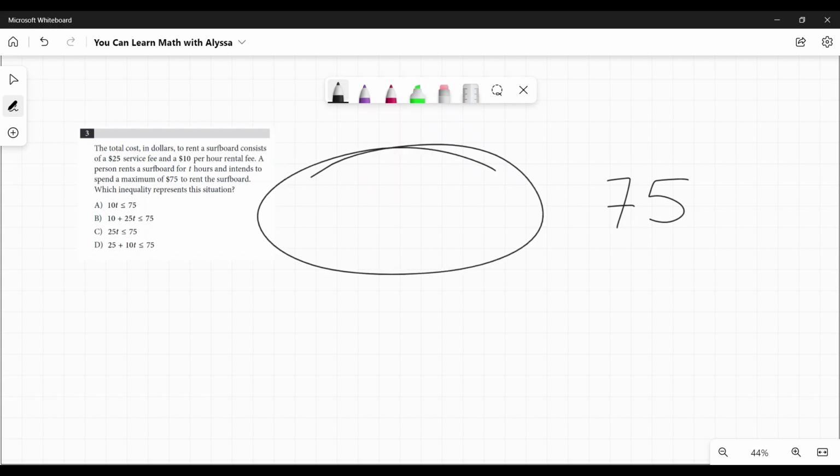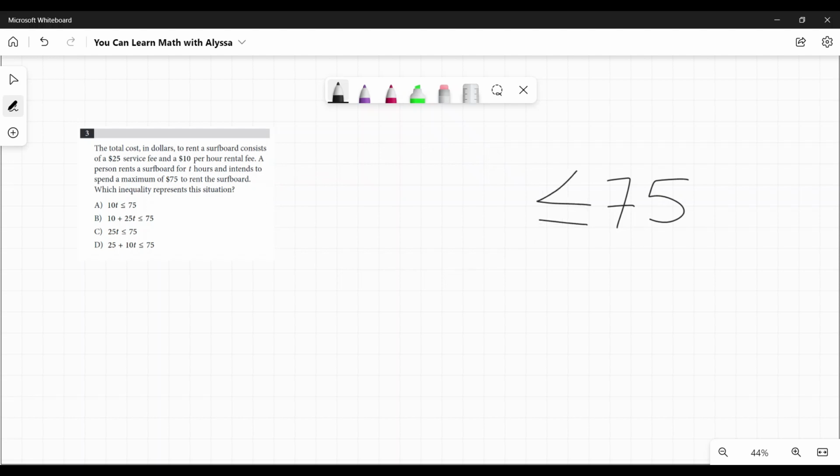So your combination of things that are going to add up to 75 must be less than or equal to 75, because you don't want to pay more than that. You want to pay less than that, but you are also willing to spend exactly $75, so it will be less than or equal to. And if we look at our multiple choices, all of them are using the less than or equal to, so we know we're on the right track.